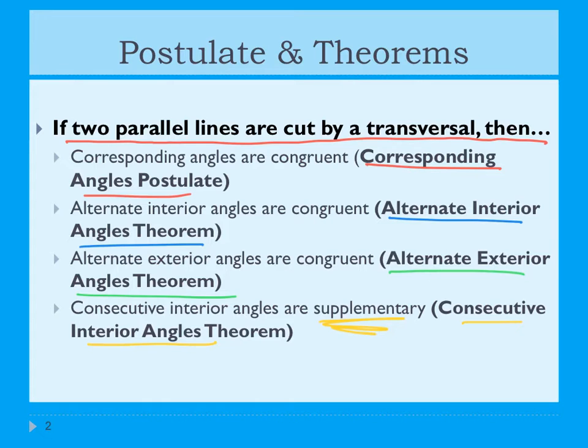So what we're going to do on the next slide is apply these 3 theorems and postulate to find missing angle measures. So the key thing you need to take away from here is that alternate interior, alternate exterior, and corresponding, they're all congruent angle pairs. However, the consecutive angles, the consecutive interior, those will be supplements. We will be using these theorems, or theorems and postulates, in proofs throughout the year, especially when we get to quadrilaterals.